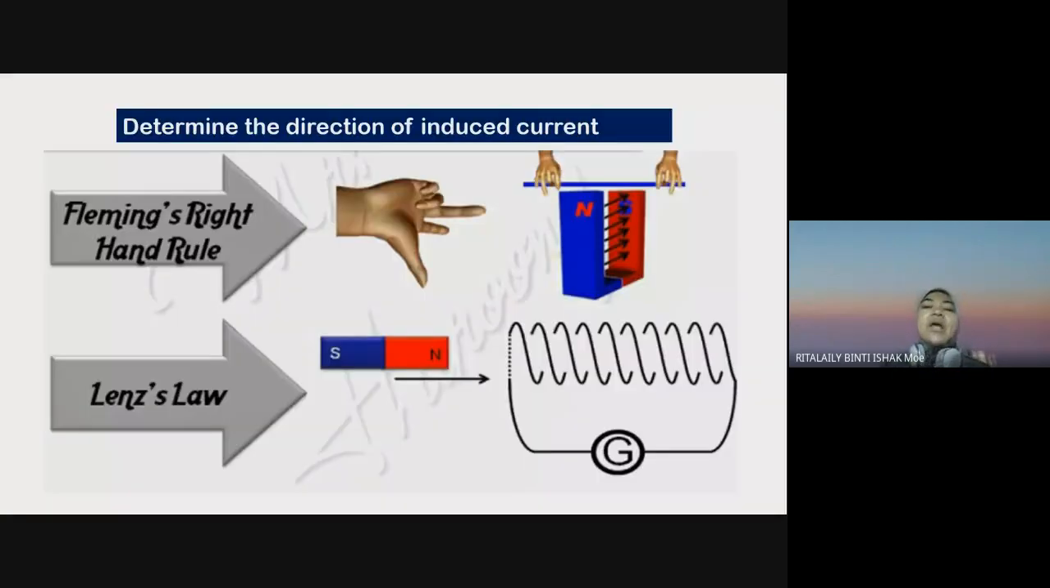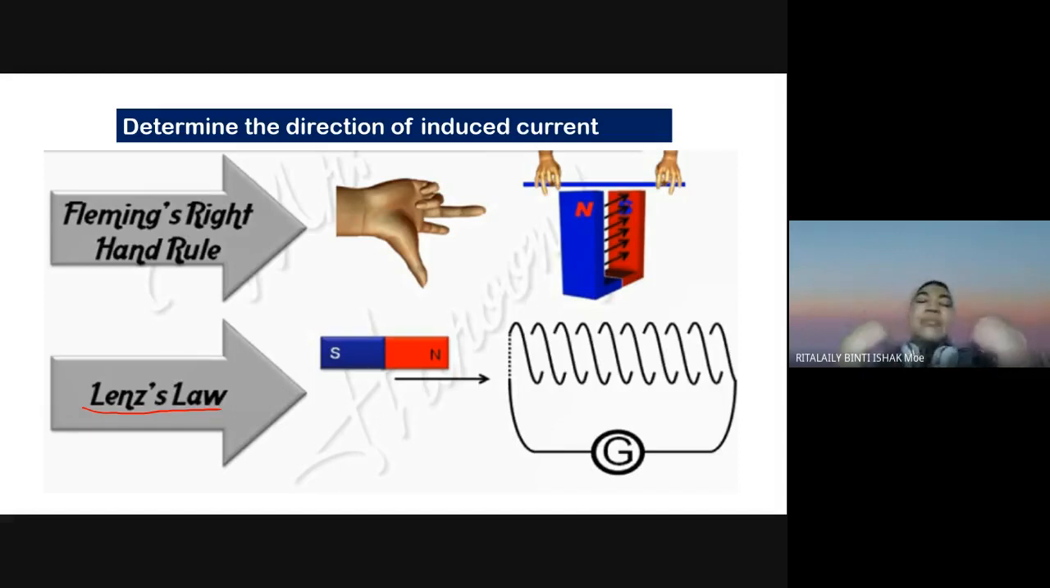To determine the direction of induced current, it is explained by one law, which is Lenz's law. However, for a straight conductor, it is not so easy to understand using Lenz's law. So for a straight conductor, we just use one rule, which is the Fleming right hand rule. Previously we used our left hand, the Fleming left hand rule. Now we are using our right hand, the Fleming right hand rule.